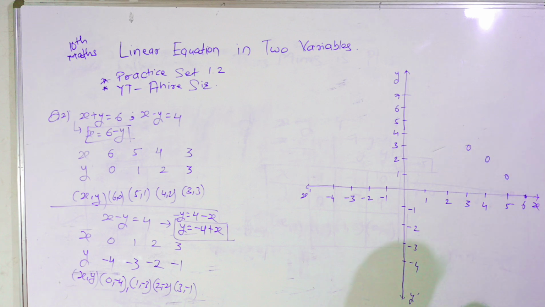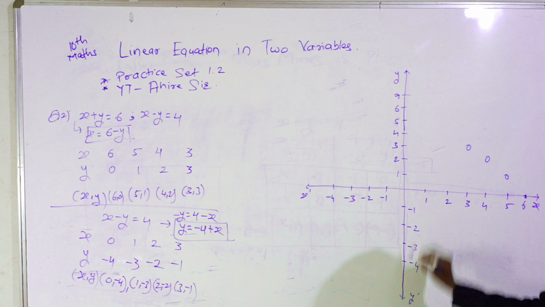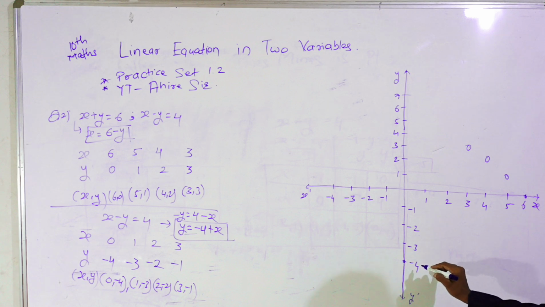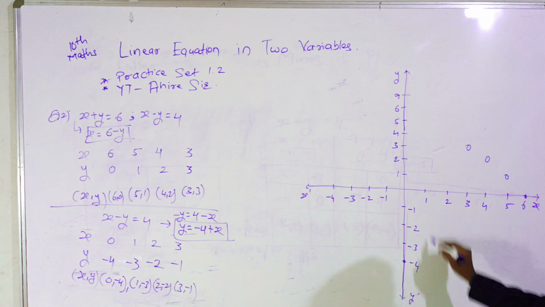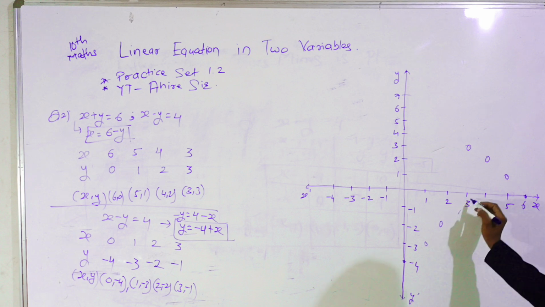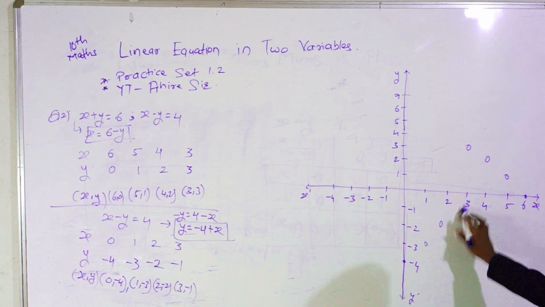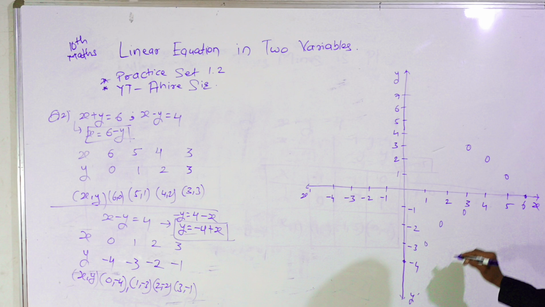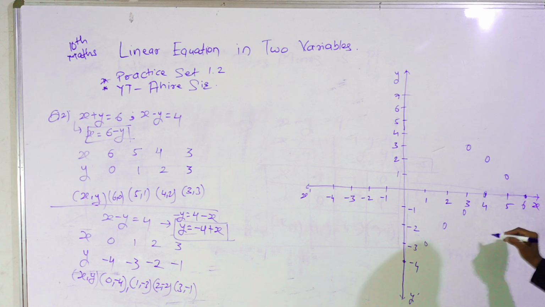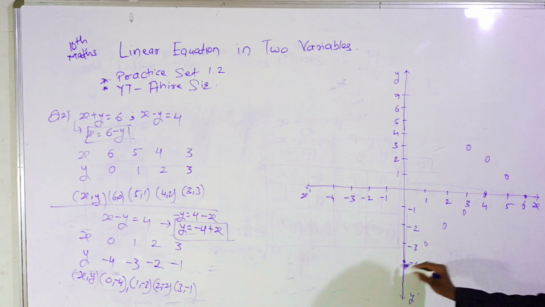For this one, (0, -4). x equals 0 and y equals minus 4. (1, -3). (2, -2). (3, -1). Next (4, 0) and (5, 1).